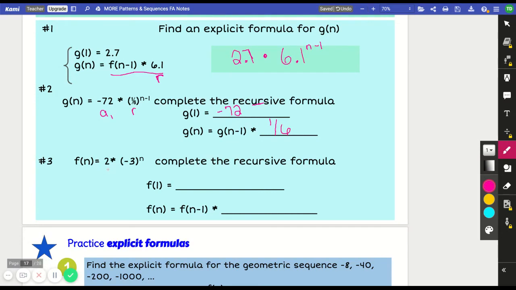Okay, now we have 2 times negative 3 to the n power. This is our first term. This is our common ratio. So again, this is a geometric explicit formula, and we're going to change this into a recursive formula using the previous term. So state the first term, which here is 2, and we multiply the previous term times the common ratio, which is negative 3.